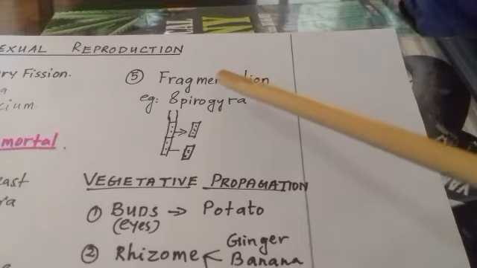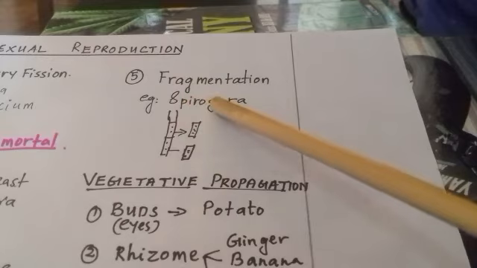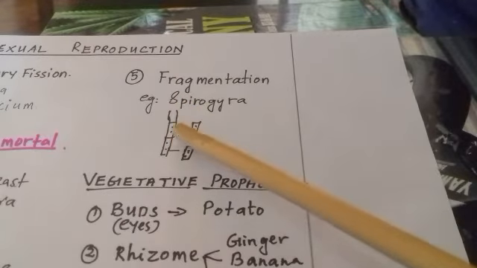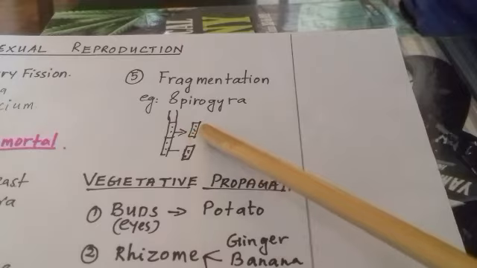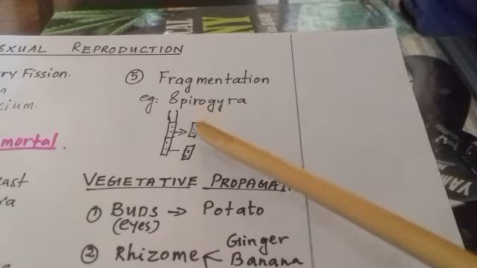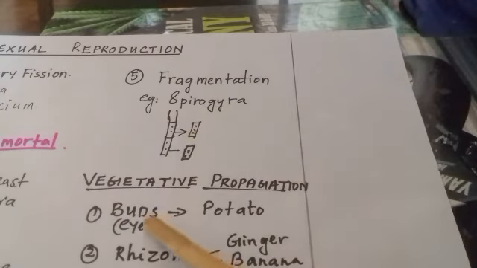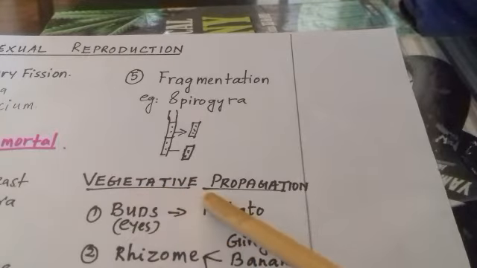Another method of asexual reproduction is fragmentation. For example, Spirogyra, an example of a filamentous alga, where the filaments are broken, or formed into fragments, and each fragment develops into a new algal plant. Example Spirogyra. Now we are going to the next type of asexual reproduction, that in higher groups of plants. It is normally known as vegetative propagation.